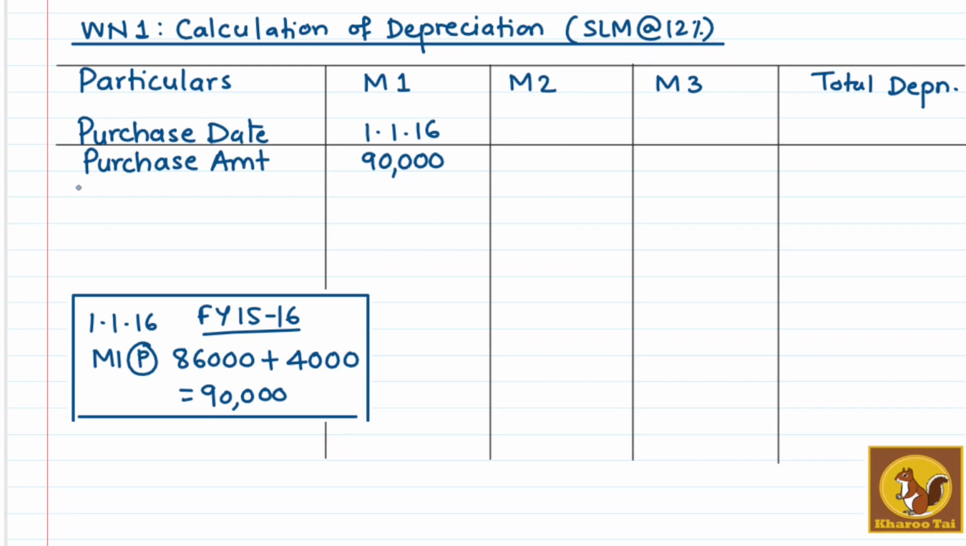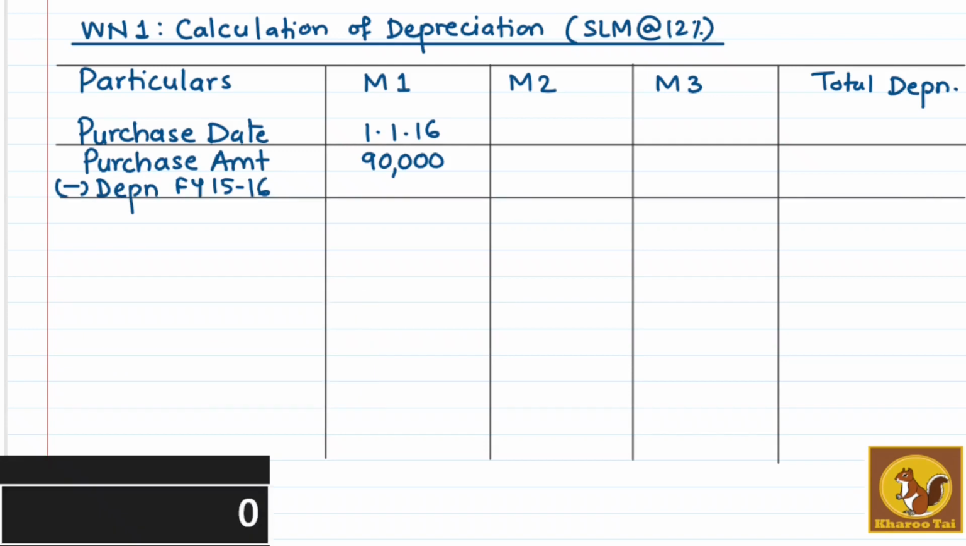So let's calculate the depreciation on this amount. Depreciation for financial year 15-16. The depreciation amount will be 90,000 into 12 divided by 100. This will give 10,800. This is for the whole year, but we purchased the asset in January and used it for only 3 months during that financial year. So we will calculate for 3 months, 3 divided by 12. So the depreciation amount in financial year 15-16 is 2,700.